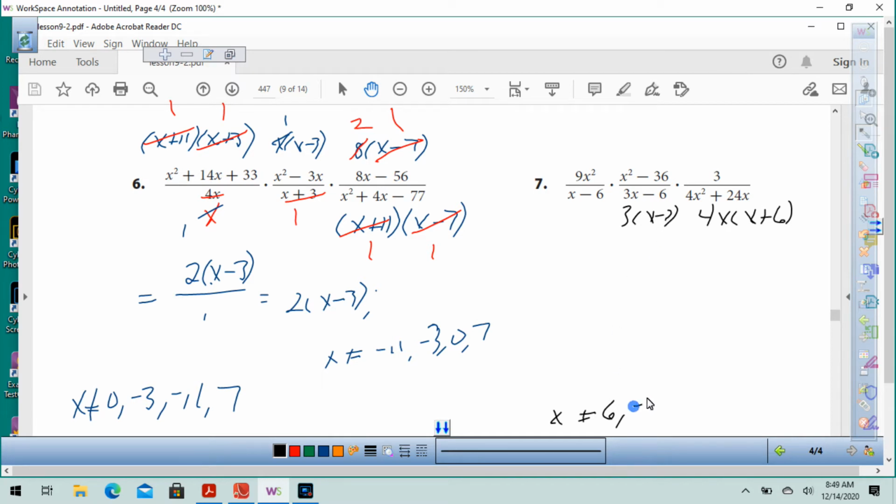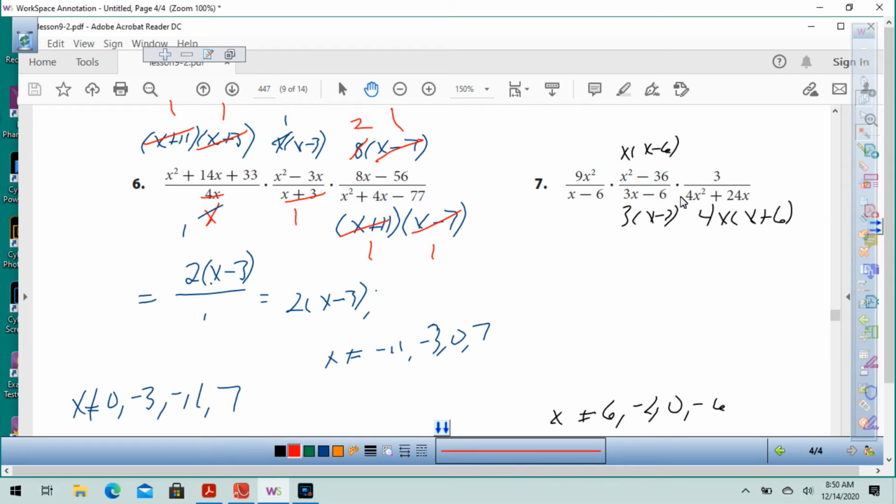-2, 0, and -6. Those are my excluded values. Now let's see what we can do up here. Take an x out, and I got x minus 6. Okay, and I don't know that I can do anything else with that. So let's see what we can eliminate.